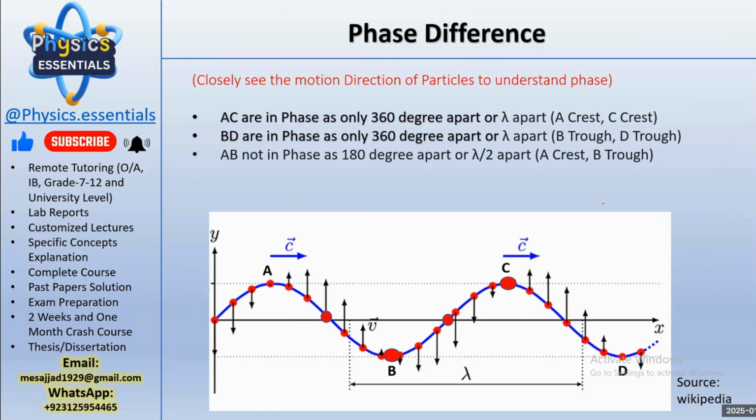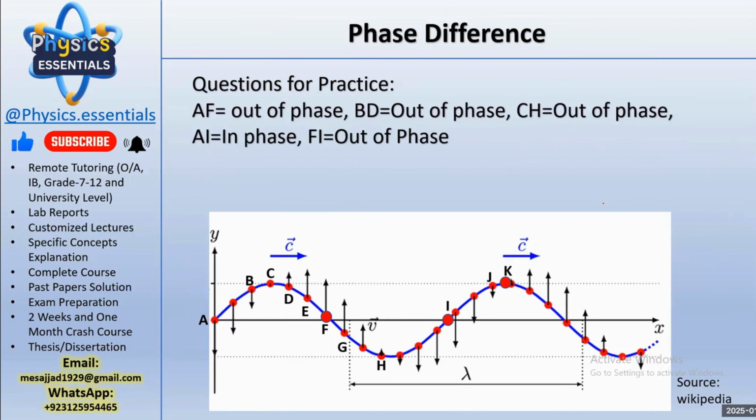Okay, so this is just for your understanding, another concept, AC. A and C are in phase because they have 360 degrees distance between the two. Both are at the same maximum amplitude, and both have the same direction. But A and B are not, because A is at positive maximum, B is at negative maximum. So they're not the same. This is for your understanding and for your practice. You can take a screenshot and do the practice and see if you are getting the right answers or not.